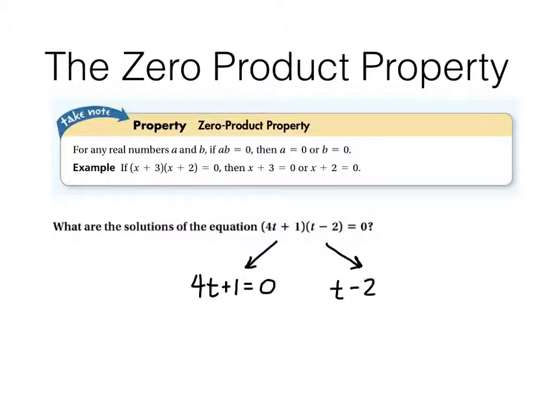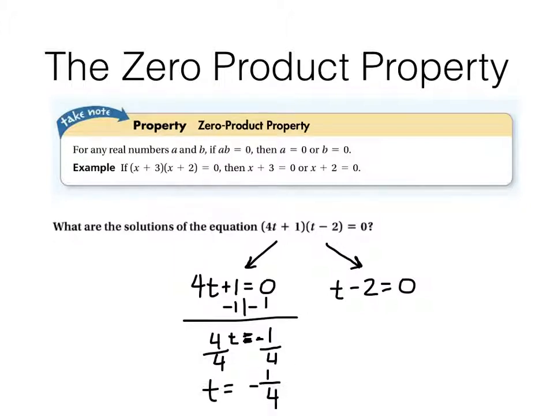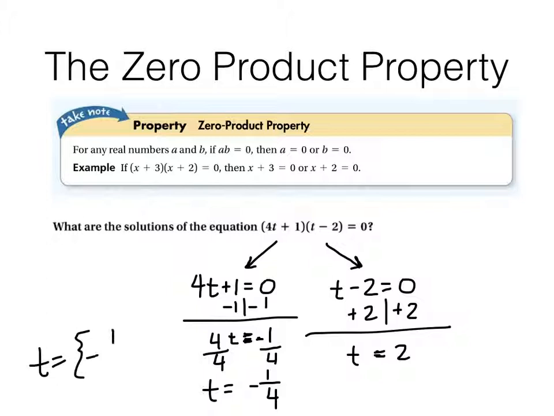Because if the product of these two parentheses is 0, then I can set them equal to 0 individually. And then we're going to solve the little equation that we get. So 4t equals negative 1, divided by 4, T equals negative 1/4. Okay, on this one we're going to add 2, that one's a little faster. T equals 2. All right, so t equals negative 1/4 and 2.